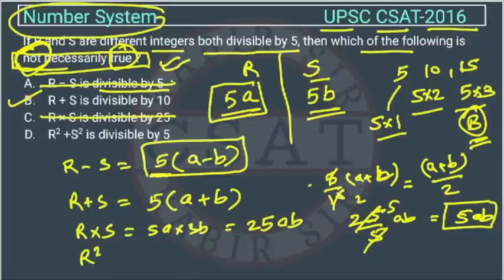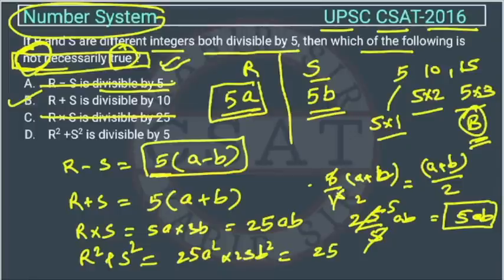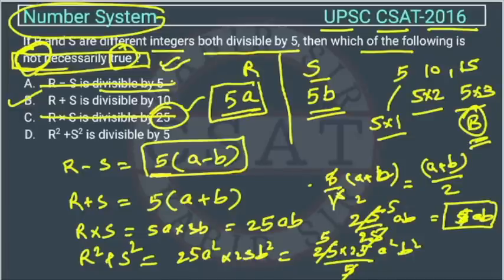Now R square plus S square, another option D. So this will become 25a square plus 25b square. So if we divide it by 5, this will be divisible. Actually, option C is divisible by 25, we made a mistake there, right? So we will divide it by 25, this 25 will cut 25, so we will get ab. So this is also divisible by 5, right? And this option D is also divisible by 5, right? So just cut this also. So the answer of this question is option B. Okay.